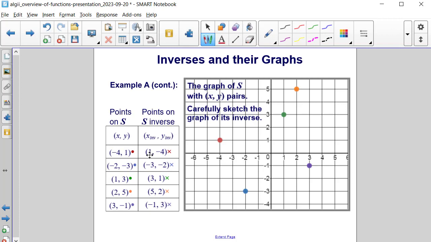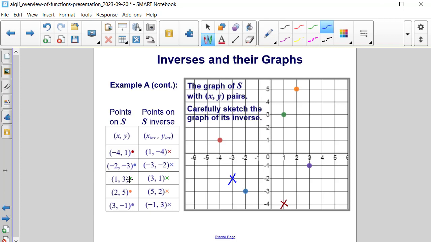Its inverse we found was 1, -4. So 1, -4 is down here, so we're going to put a red X there. Okay, now we have -2, 3, -3. Its inverse is -3, -2. So let's put a blue X there.